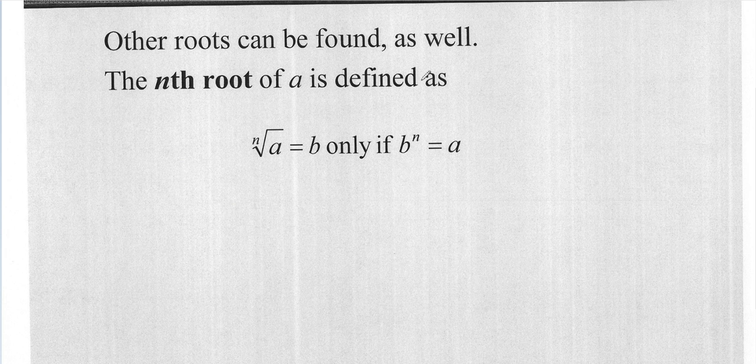Here is a very important concept. Other roots can be found as well. The nth root of a is defined as, notice in our letter formations here, the nth root of a, where n is a very important number. That tells us how many of each of the factors, when we do our prime factorization, of the numbers that are the same that we take out. Equals b, only if b to the n equals a, which is kind of like the converse of exponential notation or exponential form. B to the n. So the exponent becomes the index.